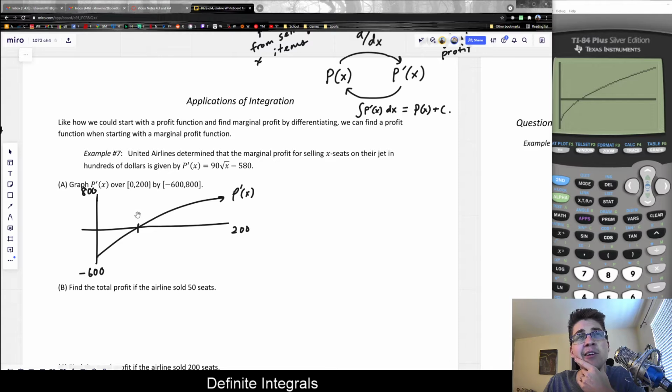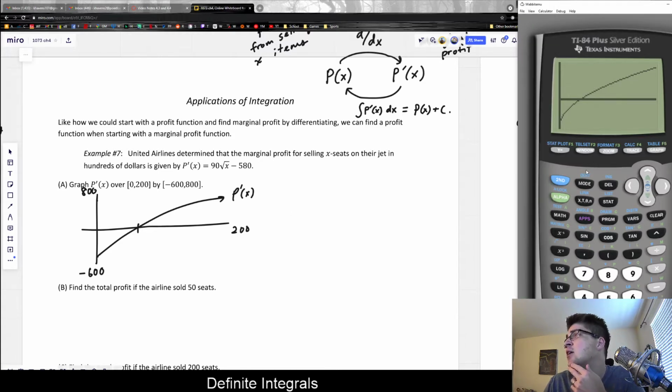Another thing I might be curious about is where is the x-intercept of P prime? We weren't actually asked that, but we could always calculate an intercept by doing second, calculate, zero, which will tell us the zero value of any function, which is just a synonym for x-intercept. You have to kind of know how to get the calculator to do it, but it appears as though our x-intercept is approximately positive 41.53.